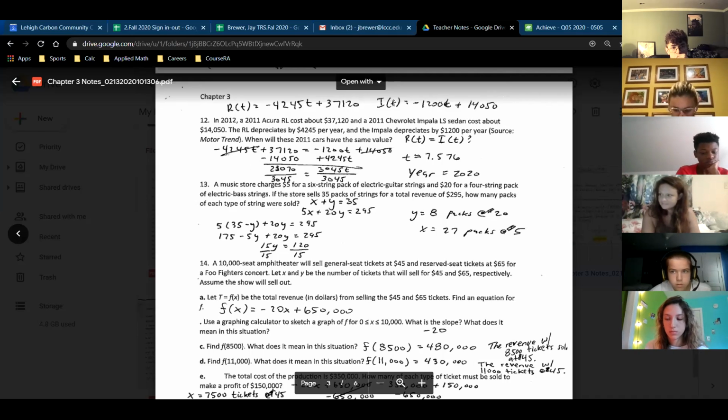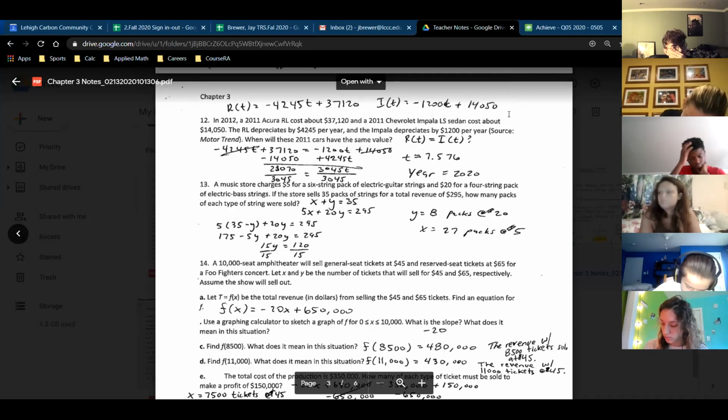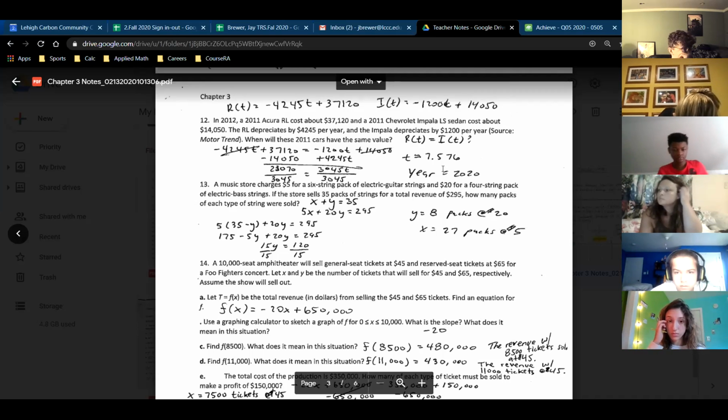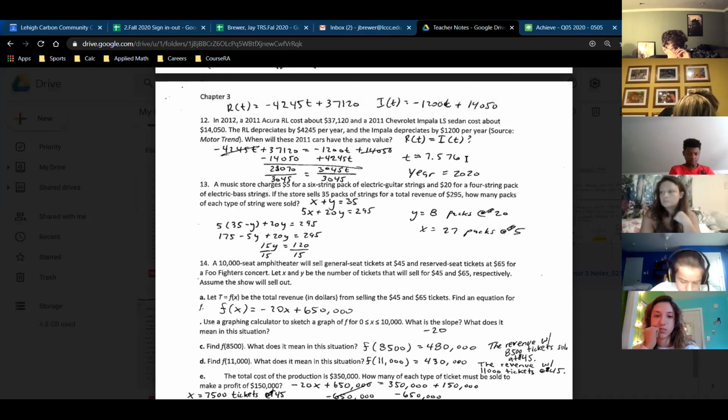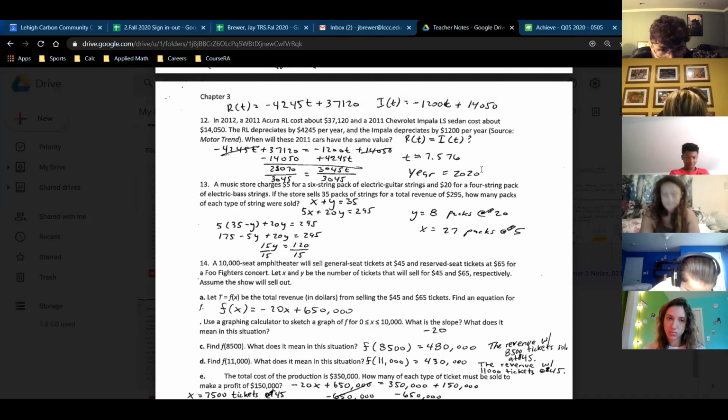And then the Impala, it has a depreciation of 12,000 per year, so that's a negative 12,000 T plus your initial price of $14,050. And then you just set them equal to each other and you solve for your T and you get 7.576. So that actually ends up equaling to this year. If you had those two cars, they would be about the same price.